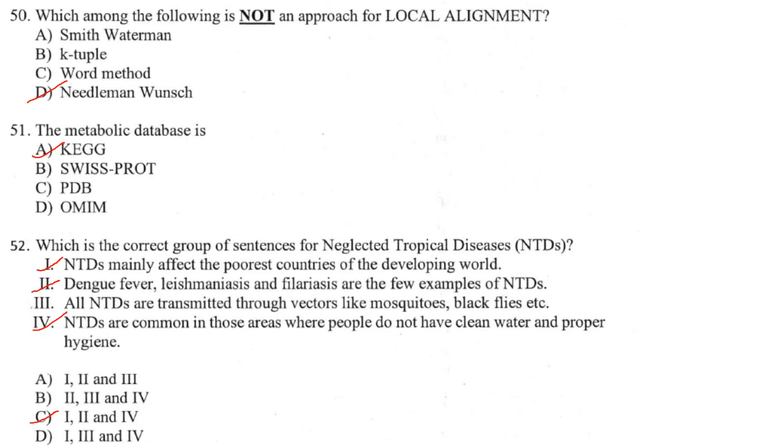Which is the correct group of sentences for neglected tropical diseases? They are called neglected because they generally affect the world's poor and historically have not received as much attention as other diseases. So they are called neglected tropical diseases. Neglected tropical diseases or NTDs mainly affect the poorest countries in the developing world. That is correct. Dengue, leishmaniasis, filariasis are few examples of NTDs.